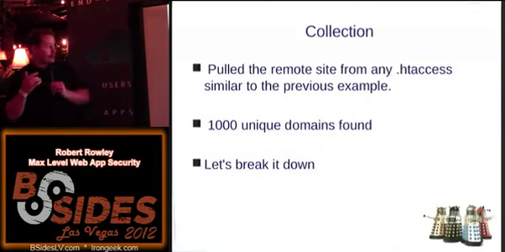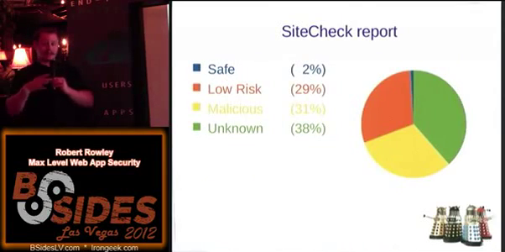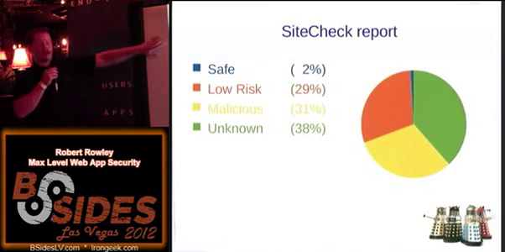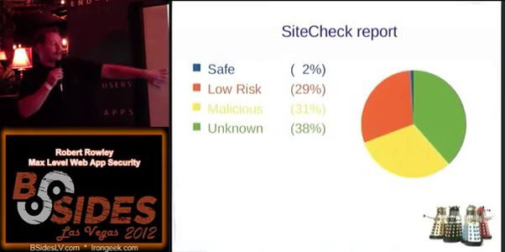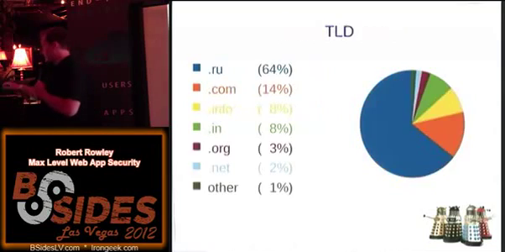So I'm going to break it down. The vast majority of them, I scanned all of them against SiteCheck.com. 2% were safe. About 40% were unknown, which I'm going to presume also means they were just not known to be malicious yet. And the majority were low risk or known malicious sites. This shows that this was very good information that I had on this list of URLs.